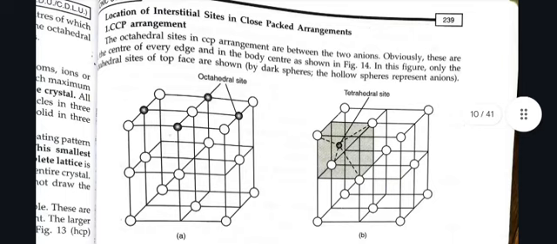Number 1. CCP arrangement. The octahedral sites in CCP arrangement are between the two anions. Obviously, these are at the center of every edge and in the body center, as shown in figure 14. In this figure, only the octahedral sites of the top face are shown by dark spheres. The hollow spheres represent anions.